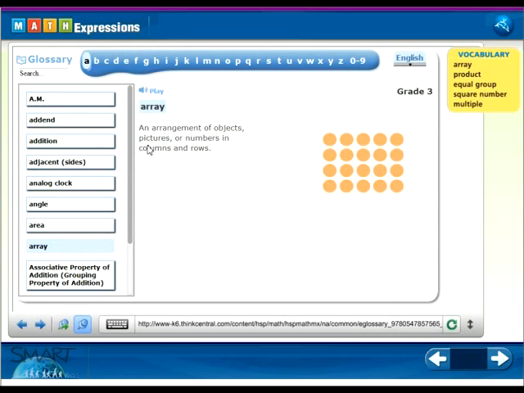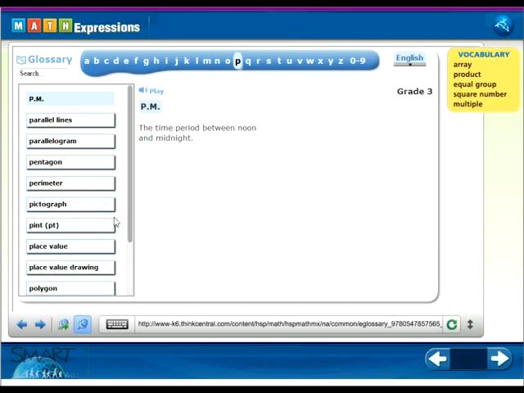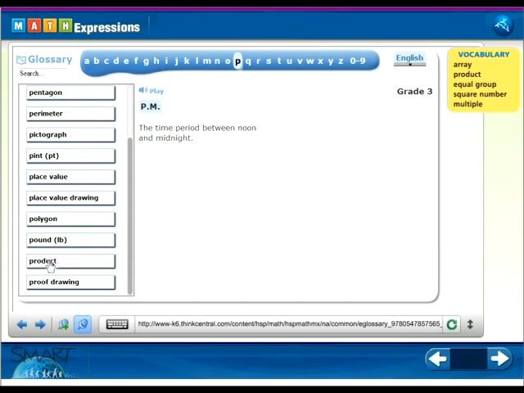If we look up these words, let's look up array first since it's right there. It's an arrangement of objects, pictures, or numbers in columns or rows. And so we've done a lot of arrays. We've even done fast arrays. Let's look up some of the other ones. Let's look at product. A product is the answer when you multiply 2 factors. When you multiply 2 factors, you get a product.